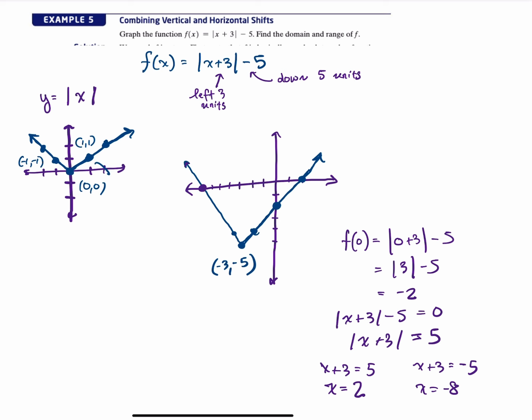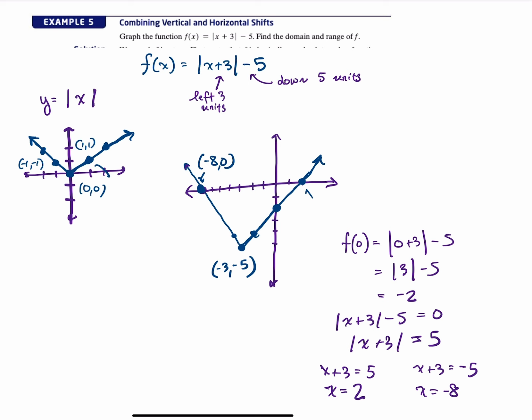But we solved it analytically, so we know that this point should be negative 8, comma 0. And then this is 2, comma 0. And then we have our vertex, negative 3, 5. Oh, and then our y-intercept too: 0, comma negative 2. So a couple points of interest there.